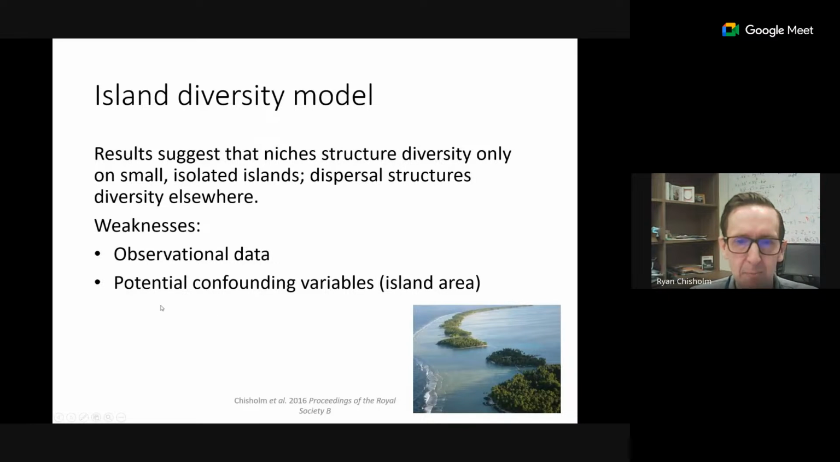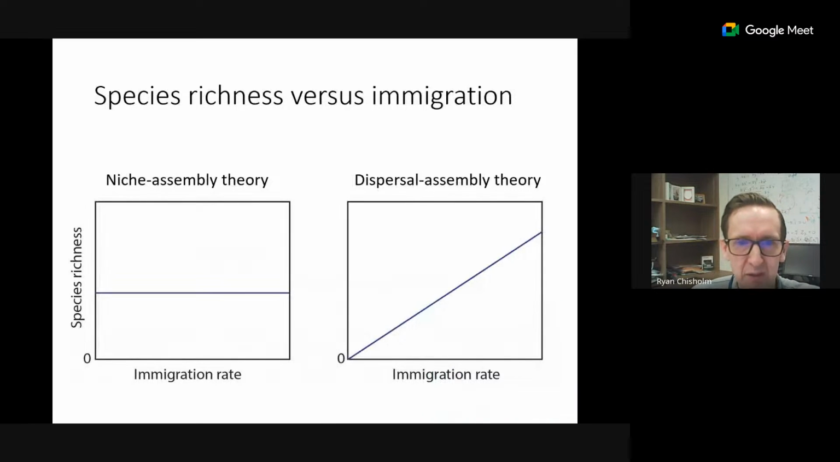And related to that, a potential confounding variable is island area. So what we're saying is that the driving factor is immigration, and island area is mediating that. But there are potentially other things that could be changing with island area, like niche diversity, for example. And so we went back and made the theory a bit more explicit.